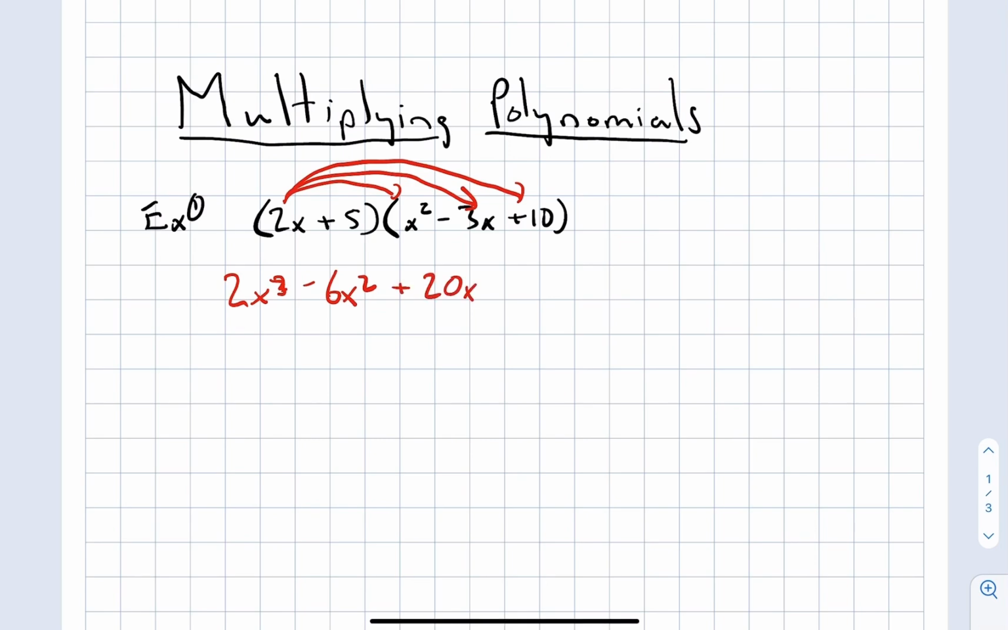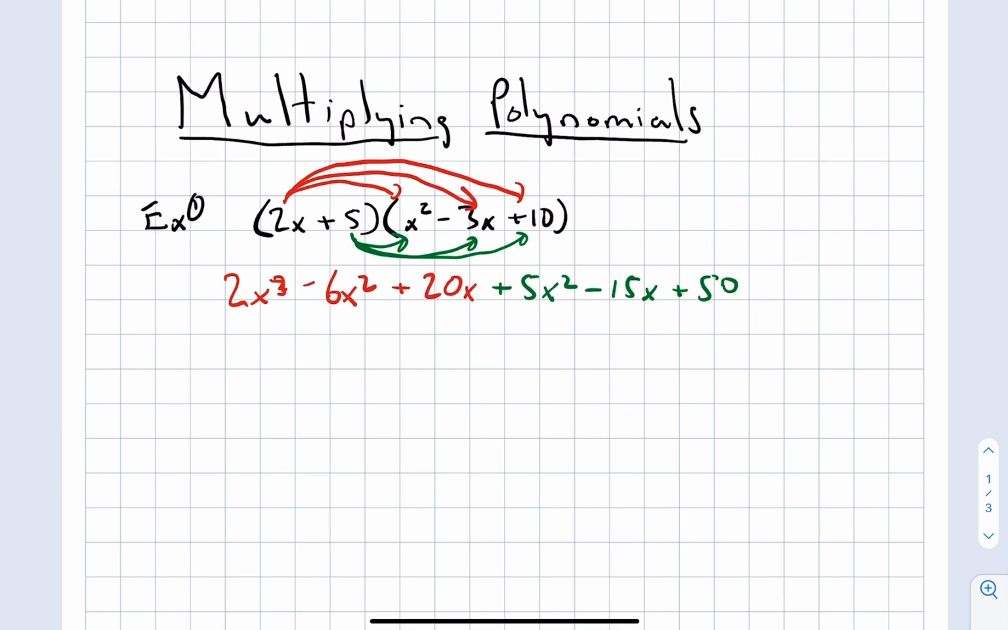Okay, so we'll now do the same thing with the 5. And we're going to take the 5, multiply it through the trinomial. So 5 times the x squared, that is 5x squared. Then 5 times the negative 3x, that's going to be negative 15x. And then the 5 times the 10, that's going to be a positive 50. Okay, so at this point now we've multiplied everything we need to together. So the last step is just going to be if we can simplify this at all.